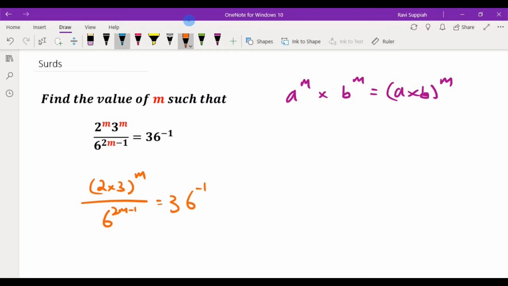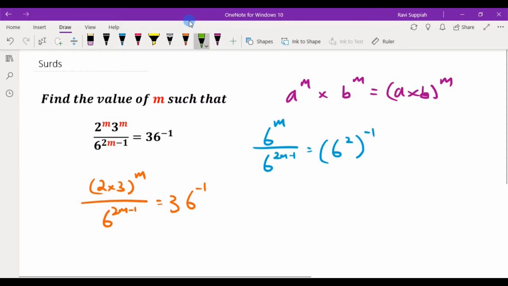The next step: 2 times 3 gives 6^m, divided by 6 to the power of 2m minus 1, equals, now 36 is 6 squared, so I can write it as (6 squared) to the power of minus 1. On the left hand side, I have a fraction.